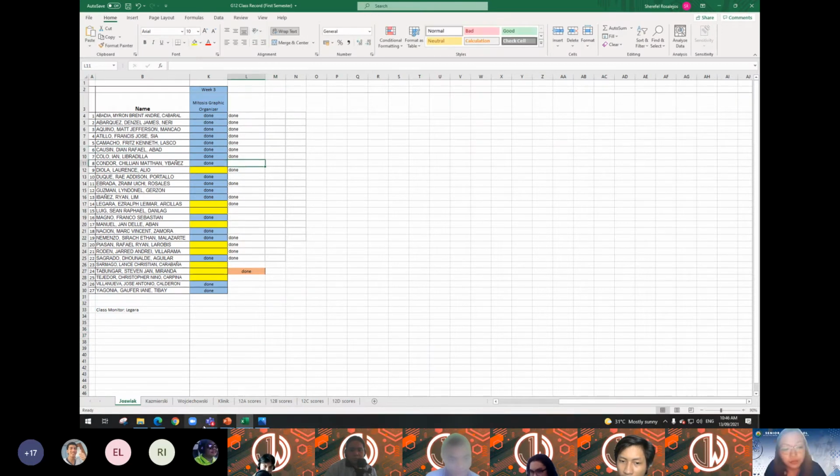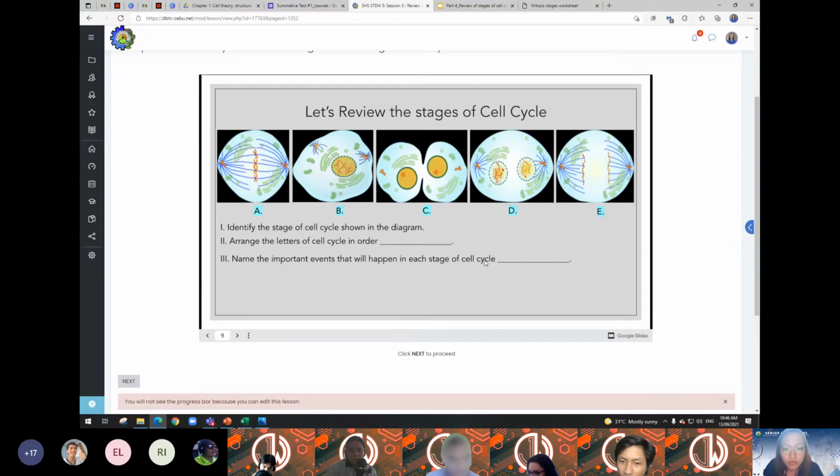Now, let's go to Condor. What is the important event that will happen in anaphase and telophase, E and D? Anaphase first. The sister chromatids are pulled apart toward the opposite poles, and the spindle fibers begin to shorten, not elongate, shorten.